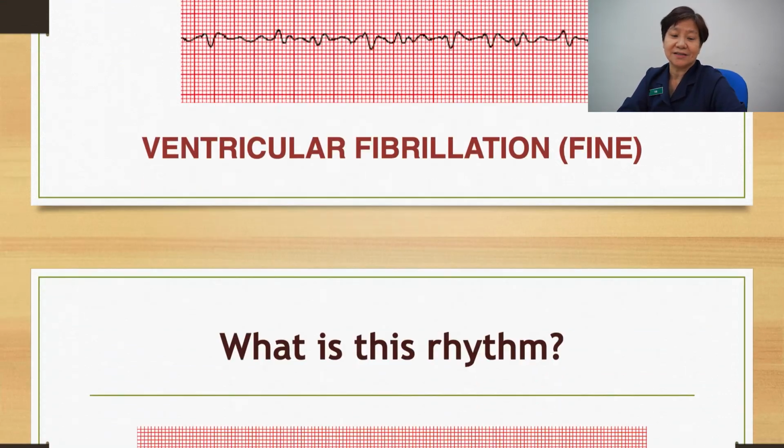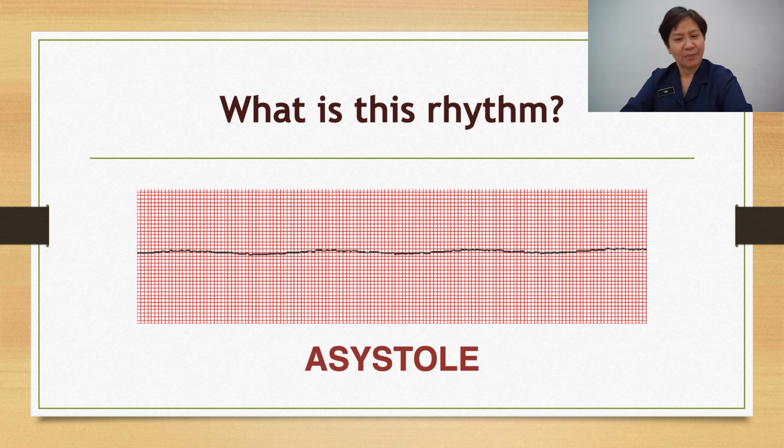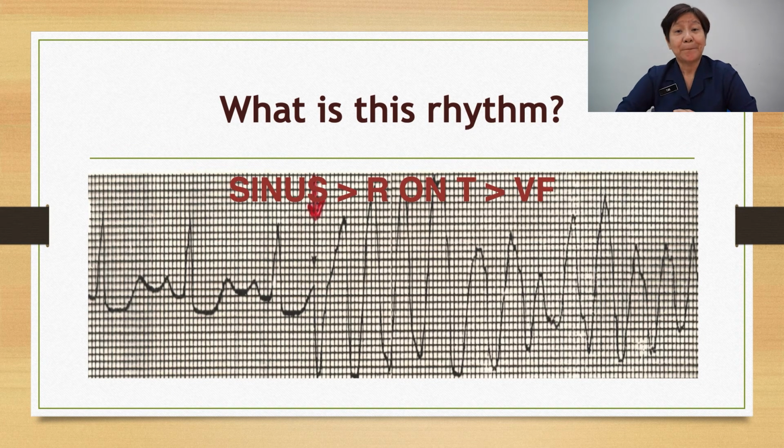Okay, next, what is this rhythm? Of course, everybody knows. Asystole. How about this? This is what we call R-on-T phenomenon. This pattern is when there is a premature ventricular beat falling on the previous T wave, so it might cause R-on-T phenomenon. This is very important because it might cause VF.